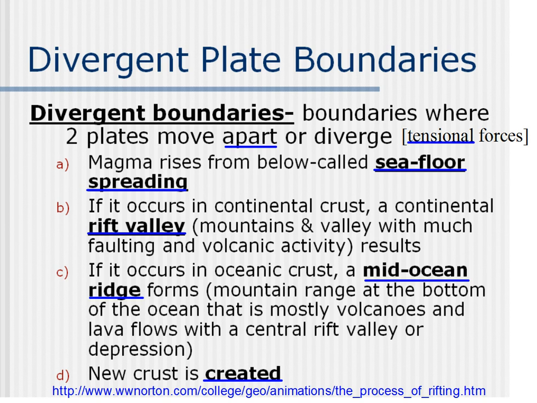First, we're going to discuss divergent boundaries. These are where the two plates are moving apart, and it's called a tensional force. If you've got tension on something, they're pulling apart. The magma rises from below and produces something we call seafloor spreading, because it often happens in the seafloor and spreading out. If it occurs in the continental crust, it produces a rift valley. Rift, again, means splitting. And in the middle of the ocean, it's called a mid-ocean ridge. In all of these places, new crust is created. Brand new crust born today.